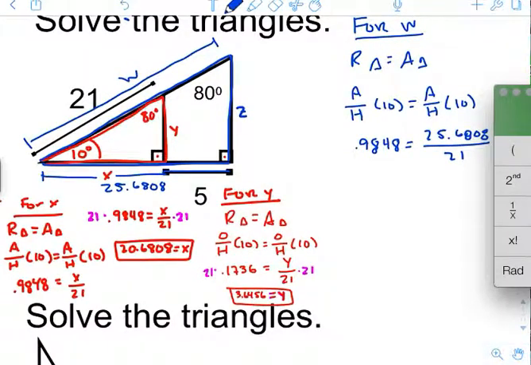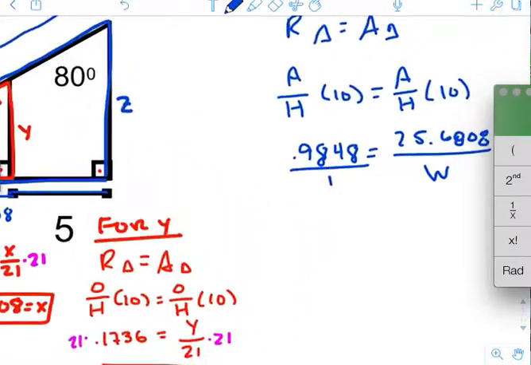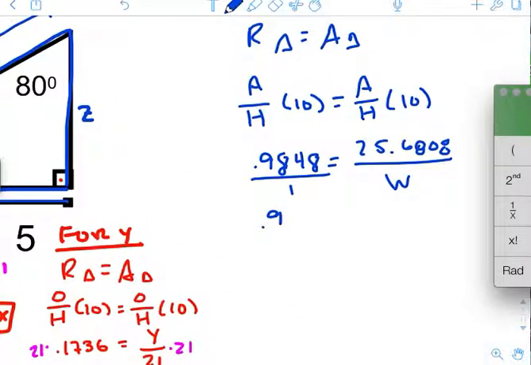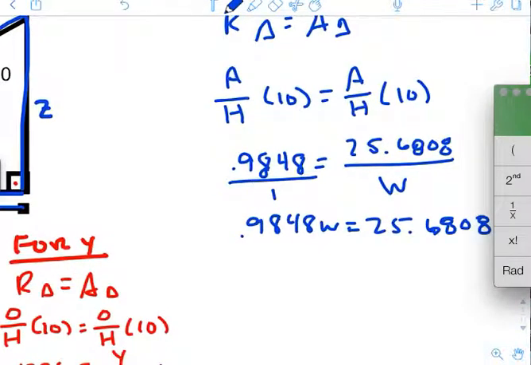Oh, I'm sorry, no, that's totally wrong. It's over w, which is the hypotenuse value. I don't know what it is yet. 21 is just a part of it. So cross multiply seems to be in order here. So 0.9848 w is equal to 25.6808. All right, so to actually solve, we'll divide both sides by 0.9848.